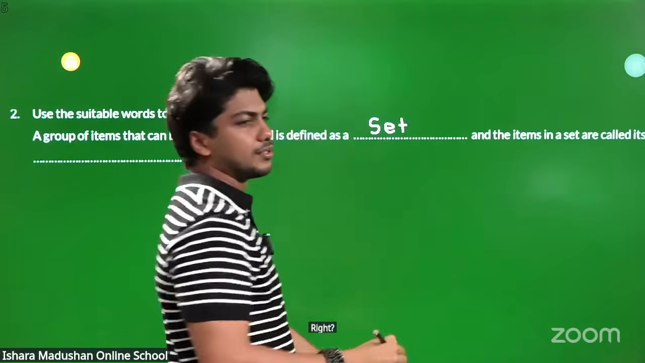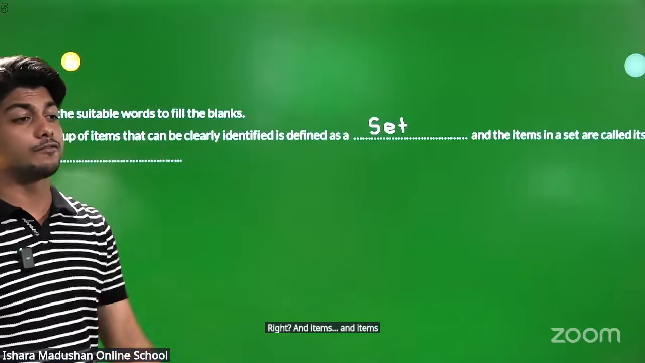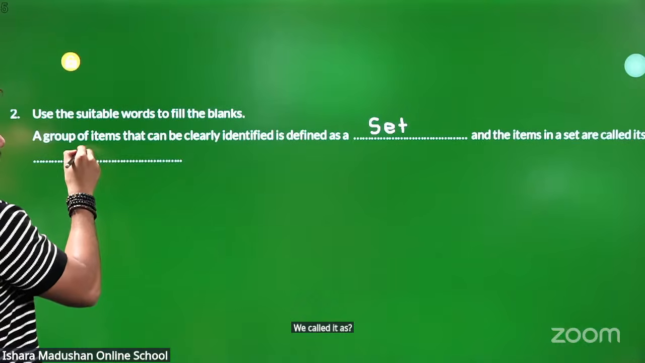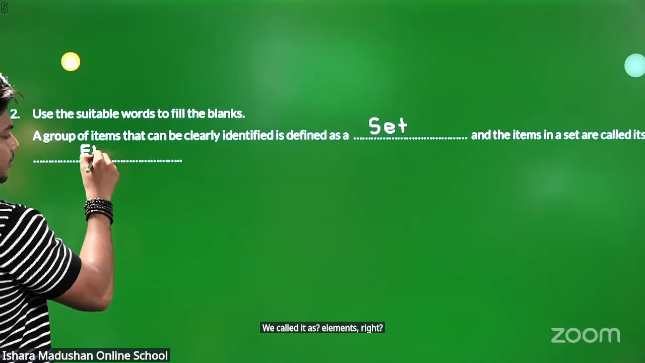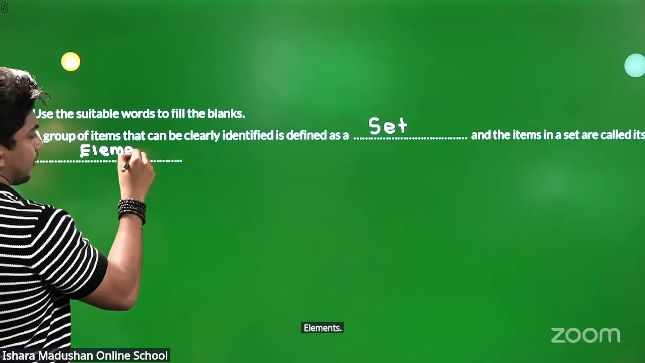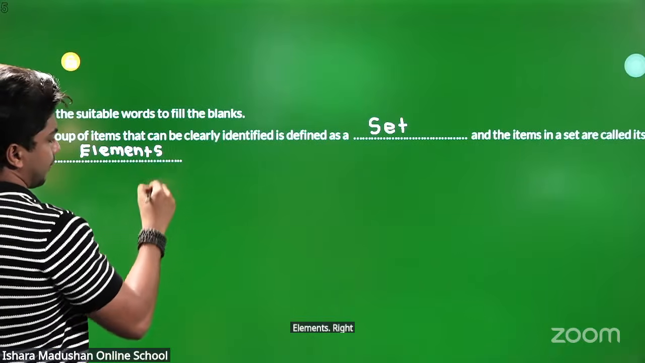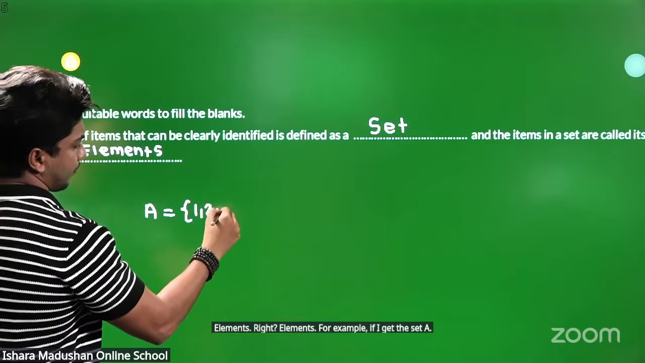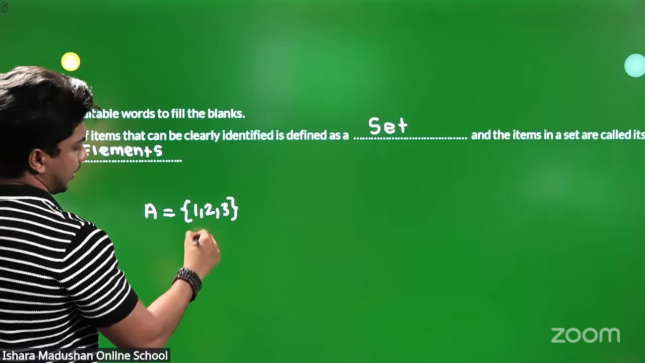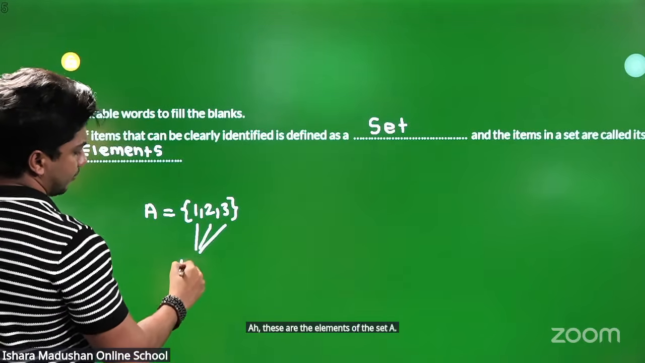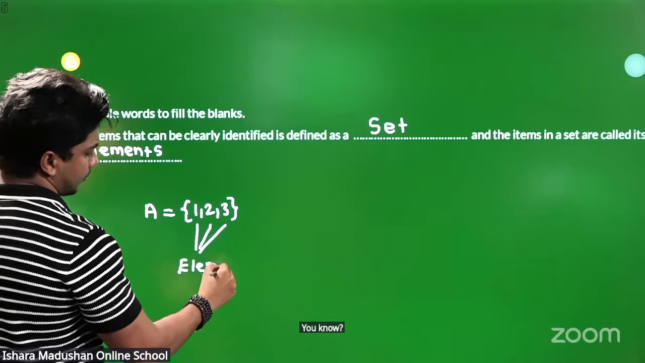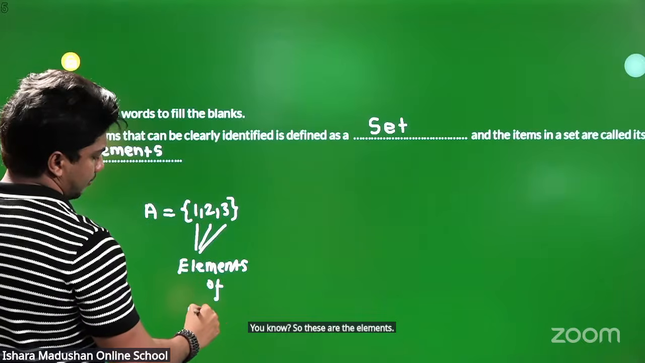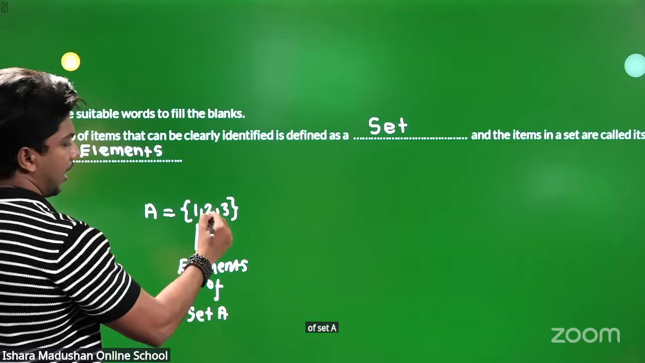And items in a set, what do we call them? We call them elements, right? Elements. For example, if I take the set A, these are the elements of set A. So those are the items of that set, right?